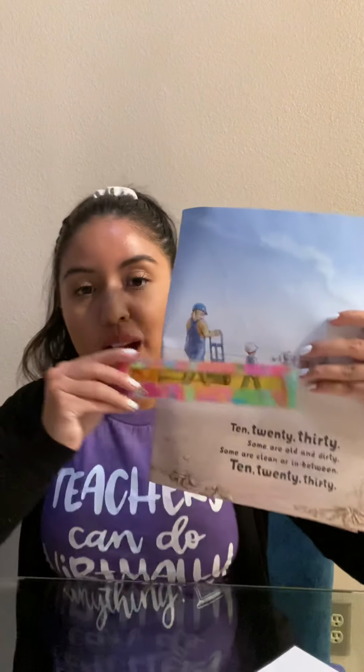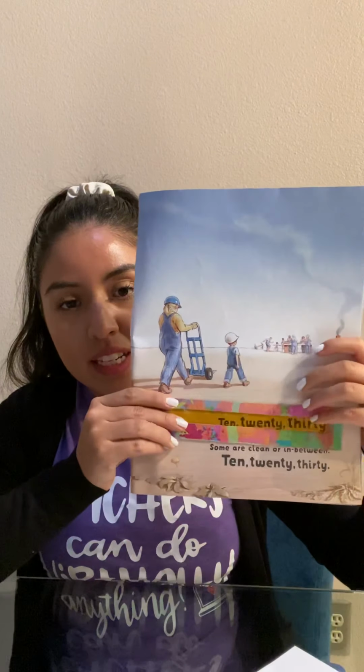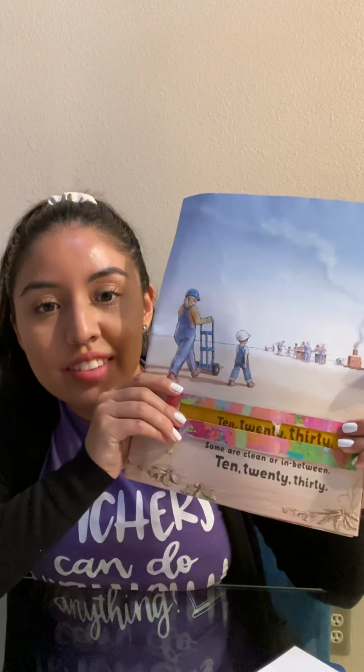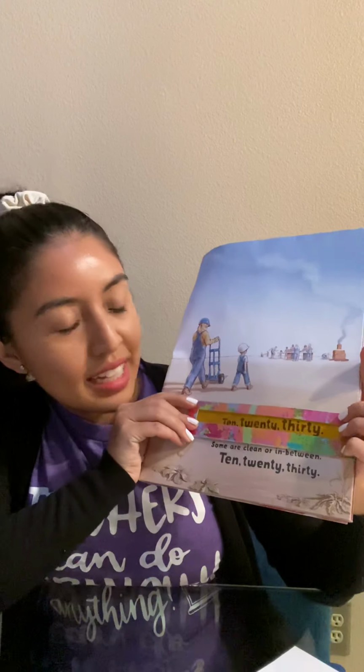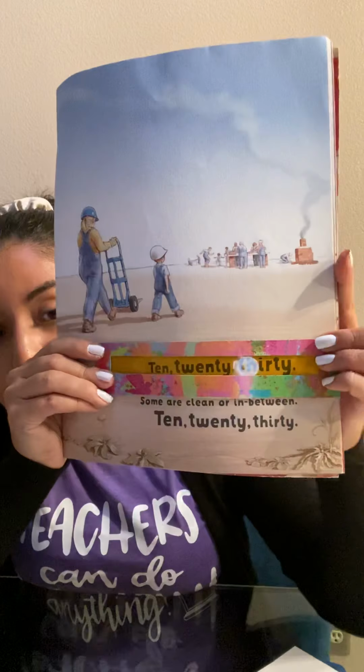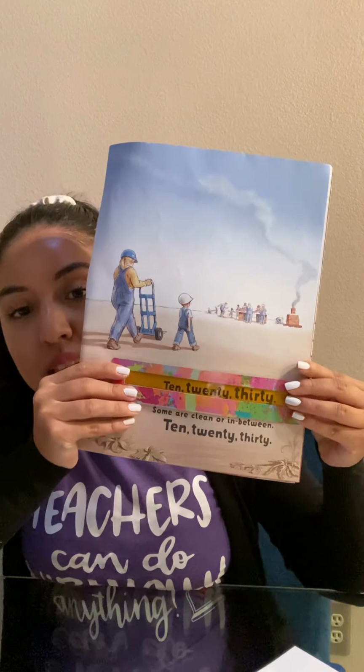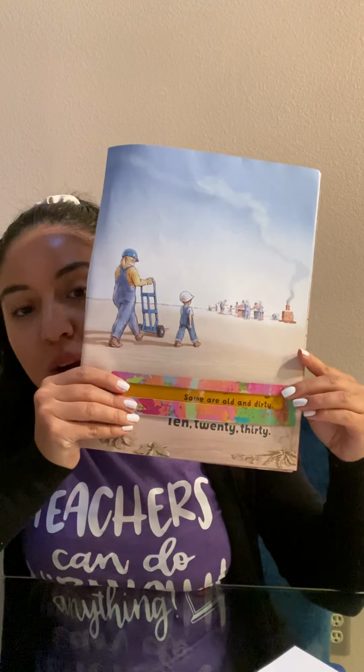Okay, and then I would also use my guide reader here, for example, for regular books like this one. For example, going into 10, 20, 30. Some are old and dirty. Some are clean or in between. 10, 20, 30. So then I would take my little reading guide here, and I love these because it gives the student kind of like a highlighting color, and they can use it to help with reading left to right, but also to keep track of what sentence they are at when they are reading.